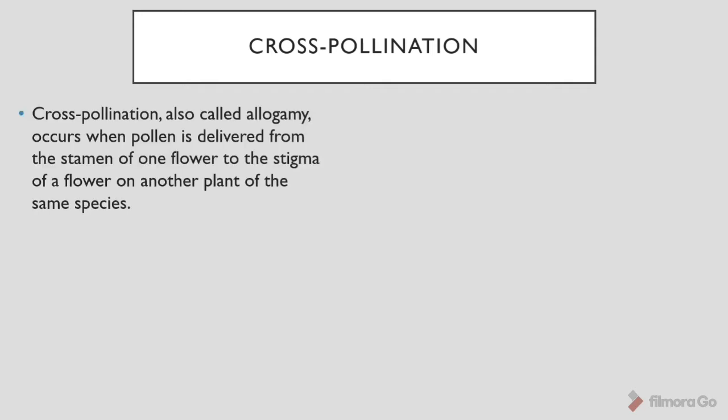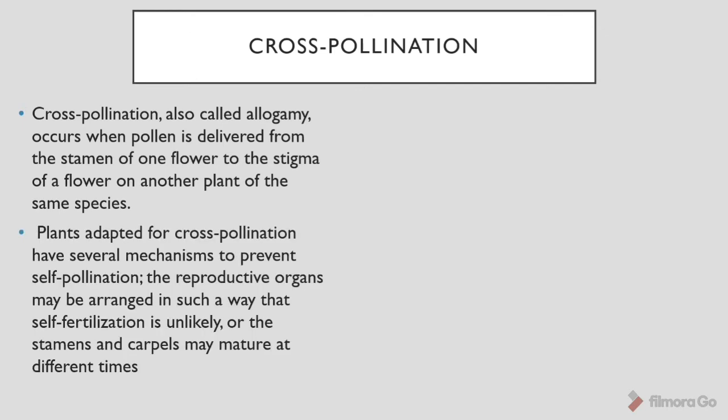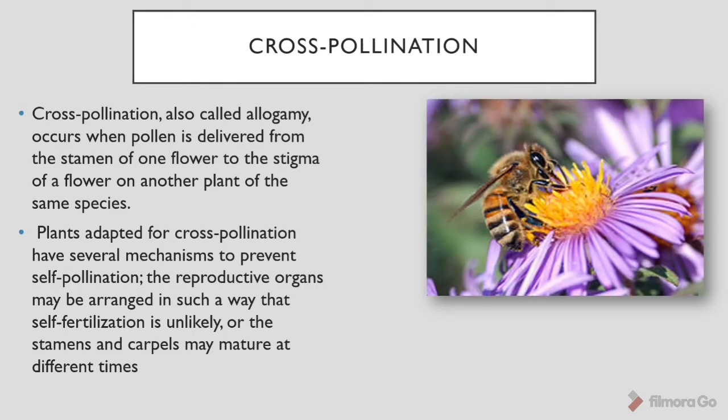Cross-pollination, also called allogamy, occurs when pollen is delivered from the stamen of one flower to the stigma of a flower on another plant of the same species. Plants adapted for cross-pollination have several mechanisms to prevent self-pollination. The reproductive organs may be arranged in such a way that self-fertilization is unlikely, or the stamens and the carpels may mature at different times.